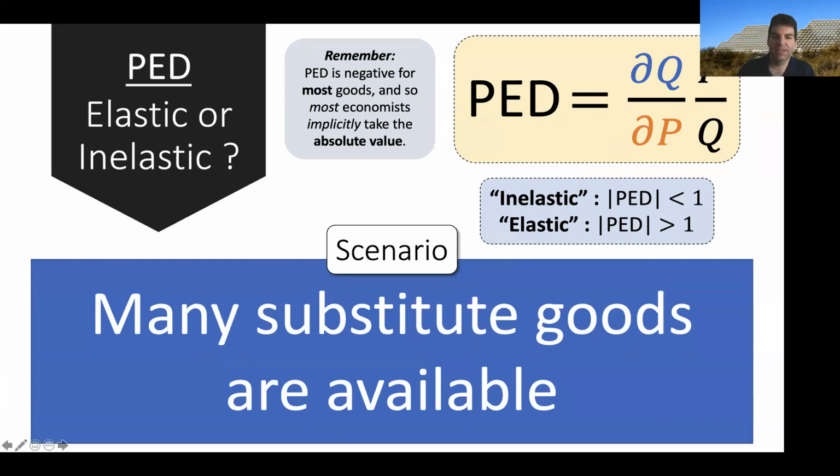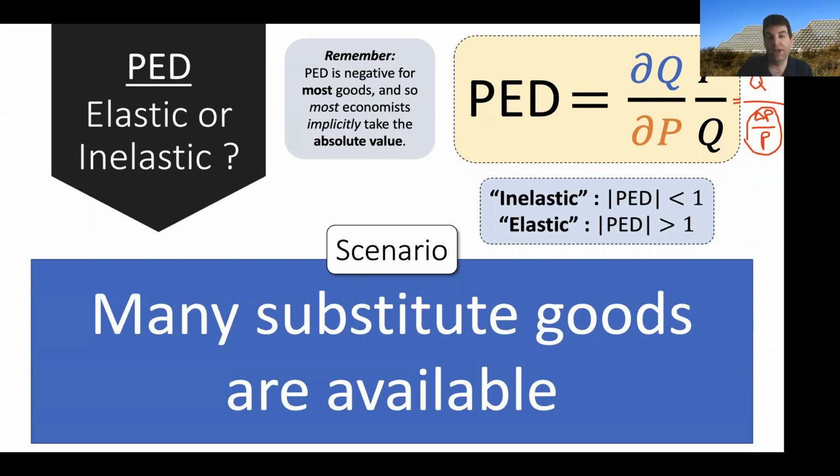So the formula up here is basically delta Q divided by Q over delta P divided by P. You can think of this as the fractional change: if you change the price by the fraction in the denominator, then this tells you the corresponding fraction of the quantity that would change.